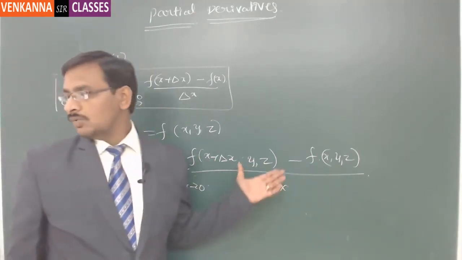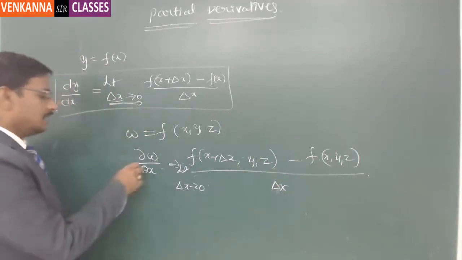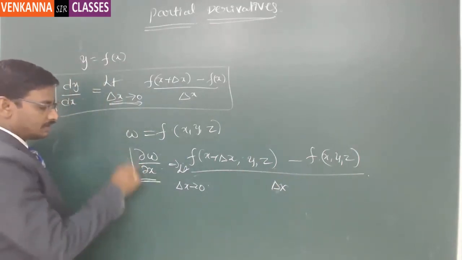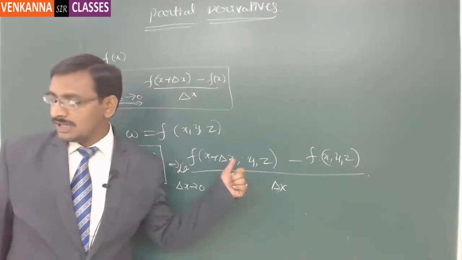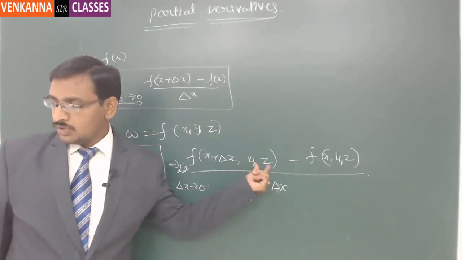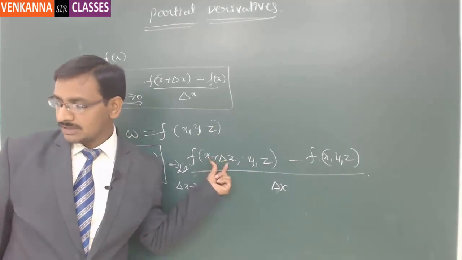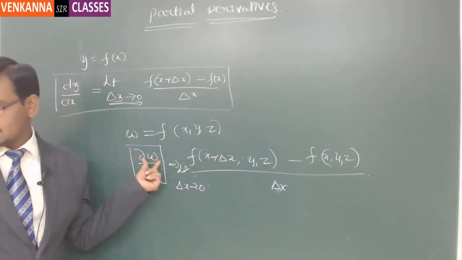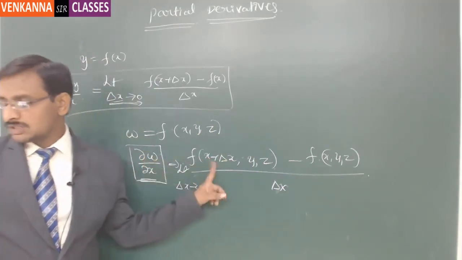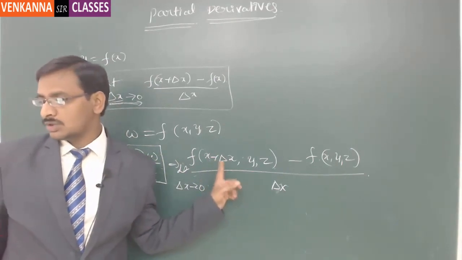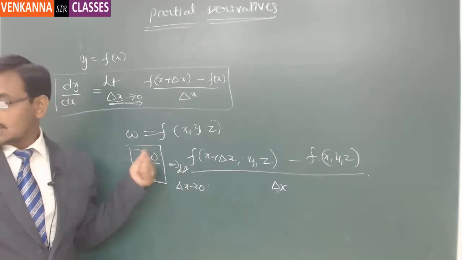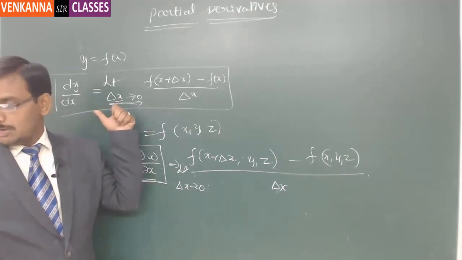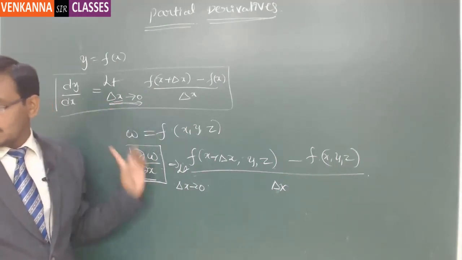So this is how we define the partial derivative, dou w by dou x. This is only the partial. When y and z are present and you try to change the value of x, correspondingly there will be a change in the value of w. This is the only value subjected to change. This is what we call dou w by dou x. It's not dy by dx or dw by dx. So d is different from dou.